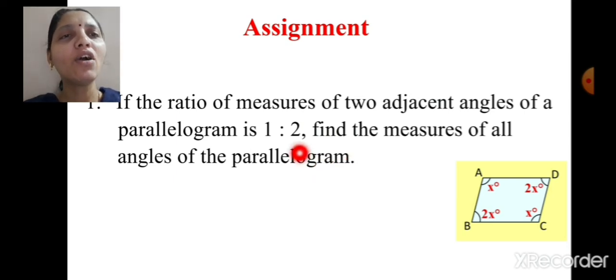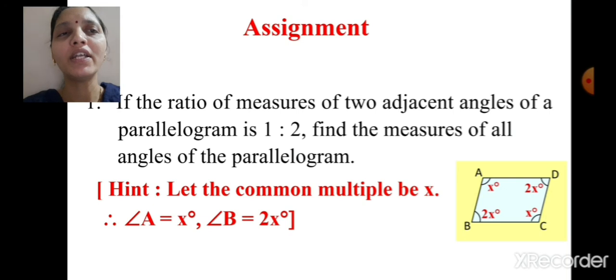Now what is the meaning of 1:2? What you will do? One hint I am giving you. Let the common multiple be x. Therefore angle A will become 1 into x, that is nothing but x degree, and angle B becomes 2 into x, that is 2x degree. And we know that opposite angles of a parallelogram are congruent. So if you know angle A is x, angle C will also be x, angle B is 2x degree, then angle D will also be 2x degree. If you find the value of x, you will get the answer.